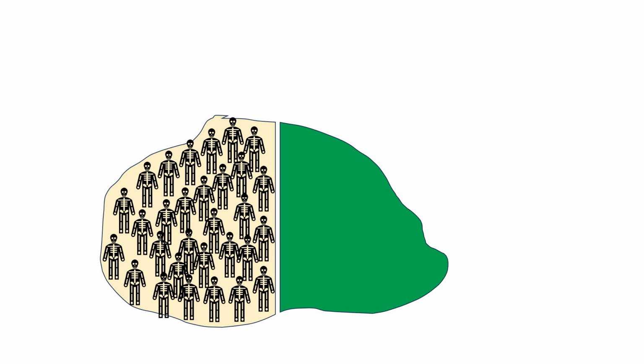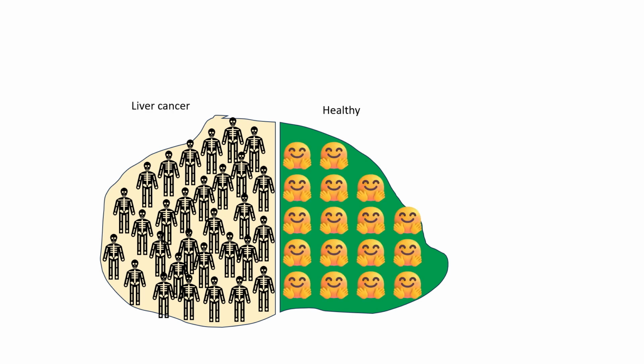Imagine your country is stretched out before you, with a north-south line running through the middle. All the liver cancer patients live on the left side of this line and the healthy people on the right. Got it? Liver cancer on the left, healthy on the right.